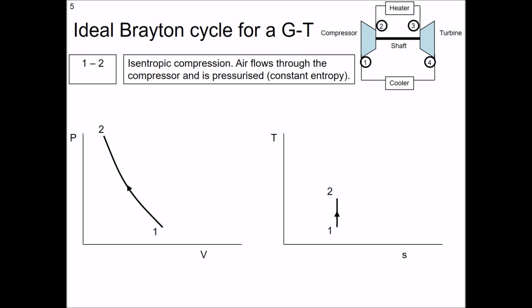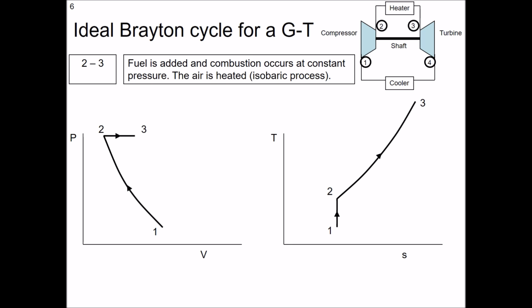All right. So now comes the interesting bit. We go into the combustion chamber. So fuel is added and combustion occurs at constant pressure, which we know. And the air is effectively just heated. So let's watch the traces on the two diagrams for that one. Okay, there we go. So in the PV diagram, constant pressure, an increase in specific volume of the gases because they're being heated. Okay, that makes sense to us. Let's look over on the TS diagram.